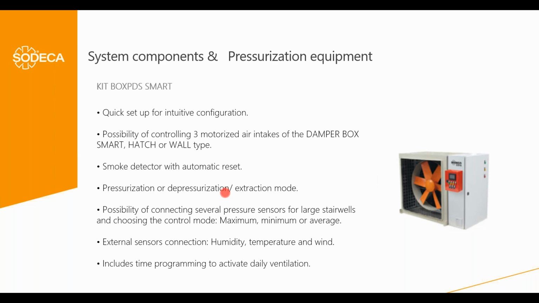In fire, of course, they use it, but for the day-to-day, they had a humidity sensor, and when the humidity rises to a certain value, they activate the system to ventilate the corridor and to avoid this risk of condensation. We can use this also to ventilate for temperature, etc. And we can include a clock to program the operation of the system for daily ventilation if we want.